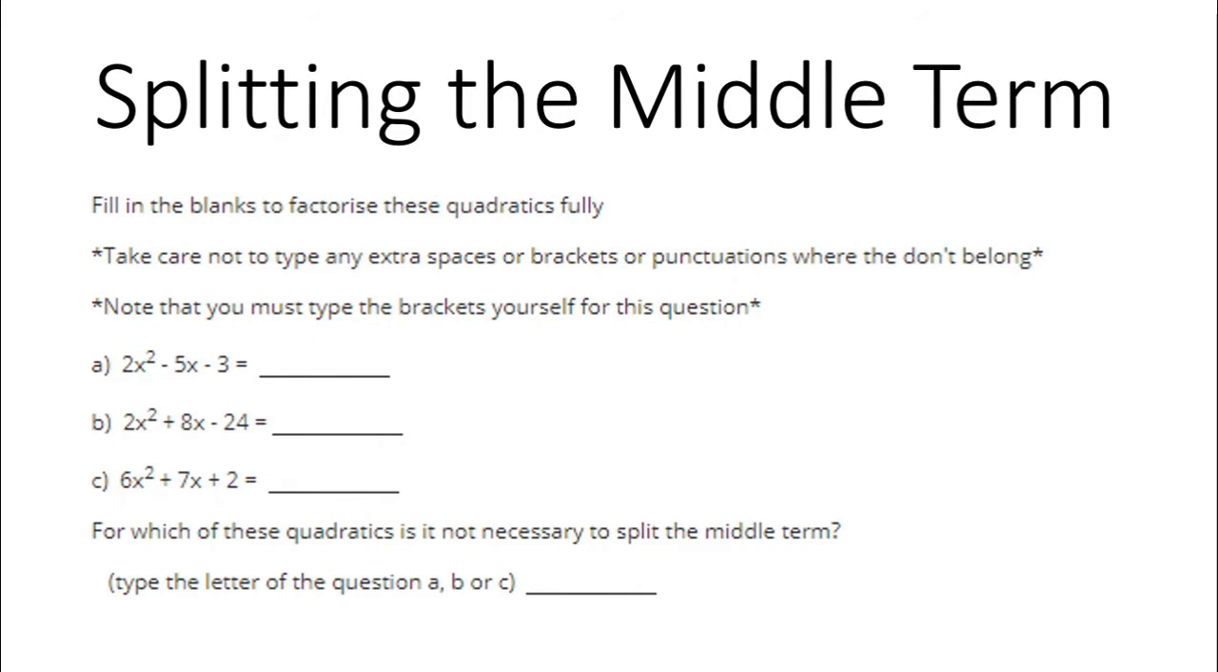Next we've got splitting the middle term, where we've got all these quadratics where there's some number other than 1 in front of the x squared term. It might be easiest if we first identify that one quadratic where it's not necessary to split the middle term. Remember, that's when you could actually factor the a value out of all three terms. So that's question B here.